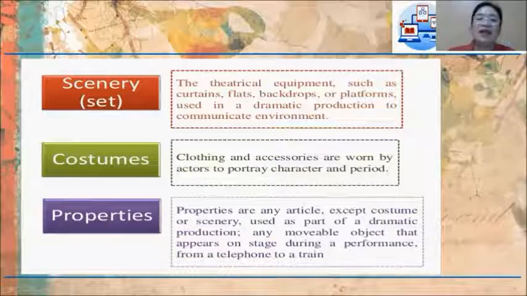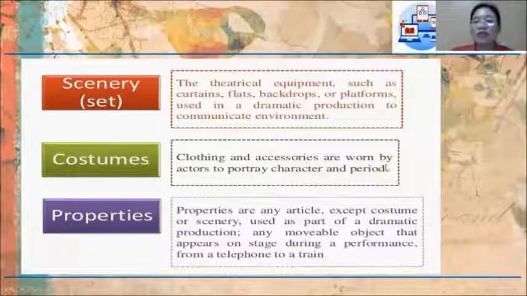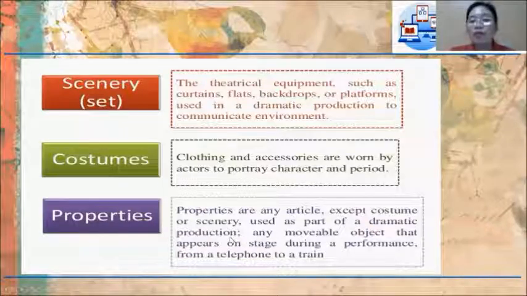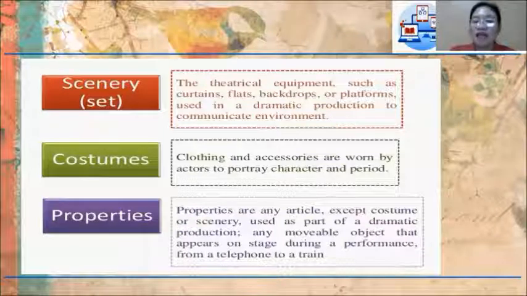And then we have costumes. In a drama or in a play, costumes are very important. So clothing and accessories worn by actors to portray character and period are called costumes. And then we have properties. Properties are any article except costume or scenery used as part of a dramatic production. So any movable object that appears on stage during performance, from a telephone to a train, is called properties.